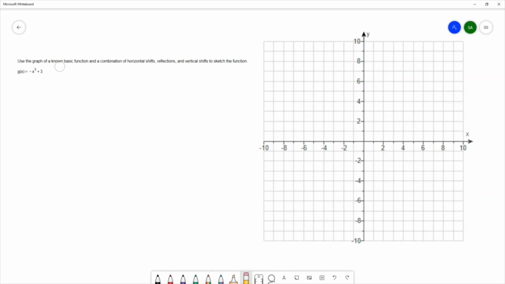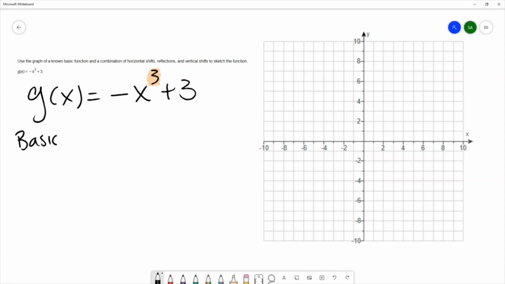Use the graph of the known basic function and a combination of horizontal shifts, reflections, and vertical shifts to sketch the function. Our function in this example is g of x equals negative x cubed plus 3. So first we want to find the basic function, and we have a clue because of this cube. Our basic function is the equation y equals x cubed, and the y equals x cubed graph looks like this. So our graph will have this basic shape.